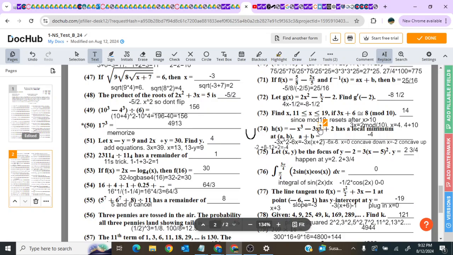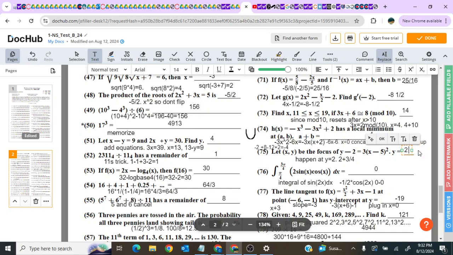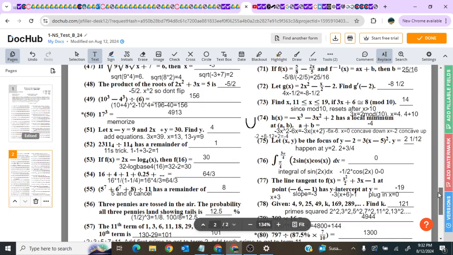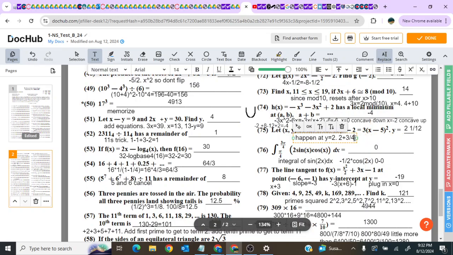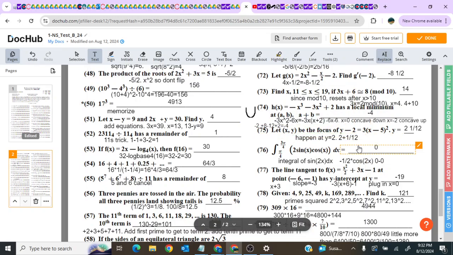75, let xy be the focus of y minus 2 equals 3x minus 5 squared. This is, no, I'm just bad. I'm sorry. Canvas is down, so I can't check it with my key. I'm just relying on my own ability to not be an idiot. So I'm sorry if there's any errors. If there are, please tell me and I'll correct myself.